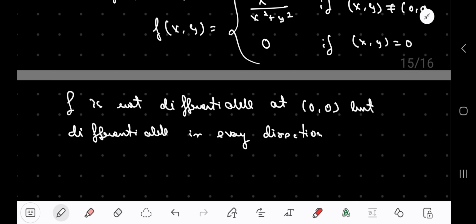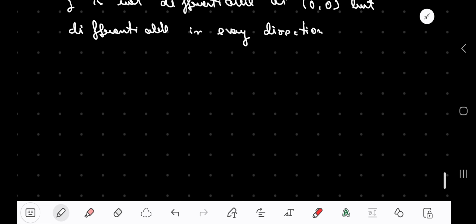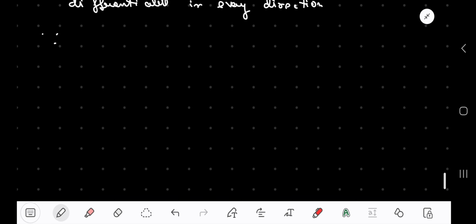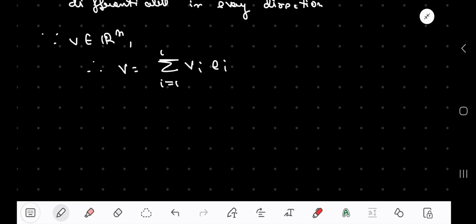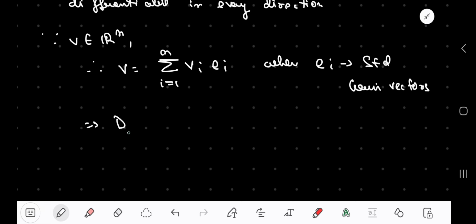See, this vector which assigns us the direction, it is actually a vector from Rn, right? And Rn has a standard basis, fine. So something which you can observe is that now since V is in Rn, therefore I can write V as summation Vi Ei, i equals 1 to n, where Ei are the standard basis vectors. But then what is the directional derivative of f at x naught in the direction of V?